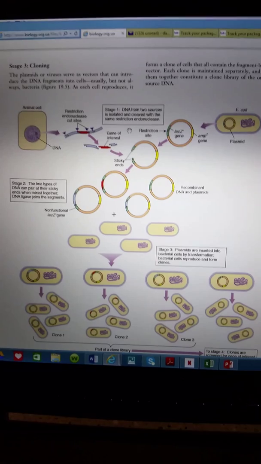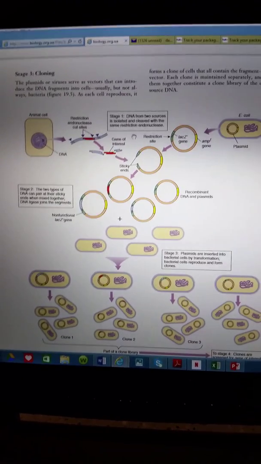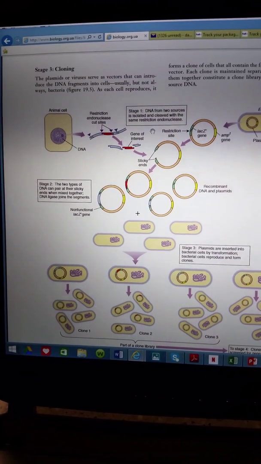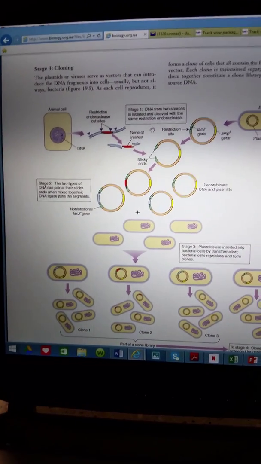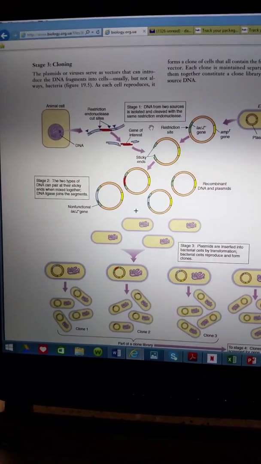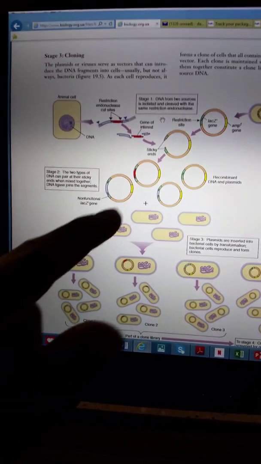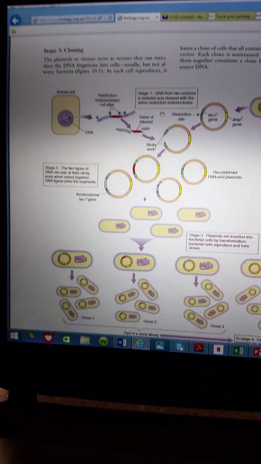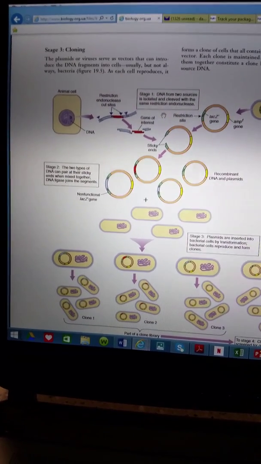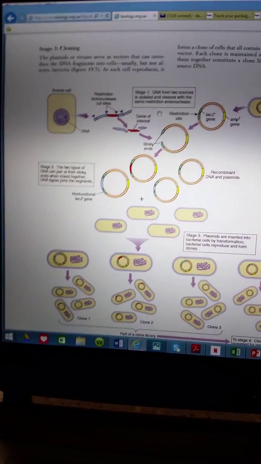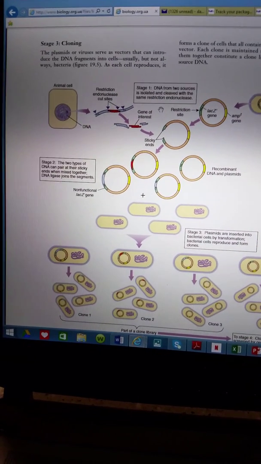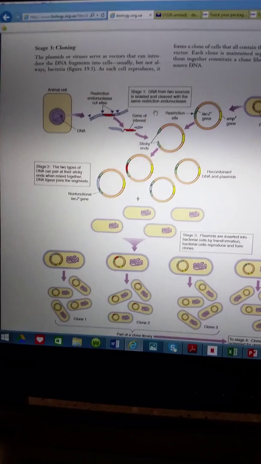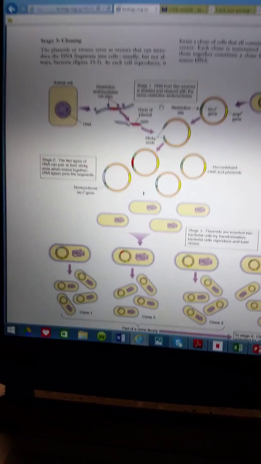From this we move on to stage 3, which is the cloning stage. The plasmid or virus serves as a vector that introduces the DNA fragments into cells, or into the bacteria more specifically. So the vectors move them into the cell. Then, as the cell reproduces, it forms clones of the cells that contain the fragment. Each one is maintained separately, and all of them together constitute a clone library of the original source DNA.